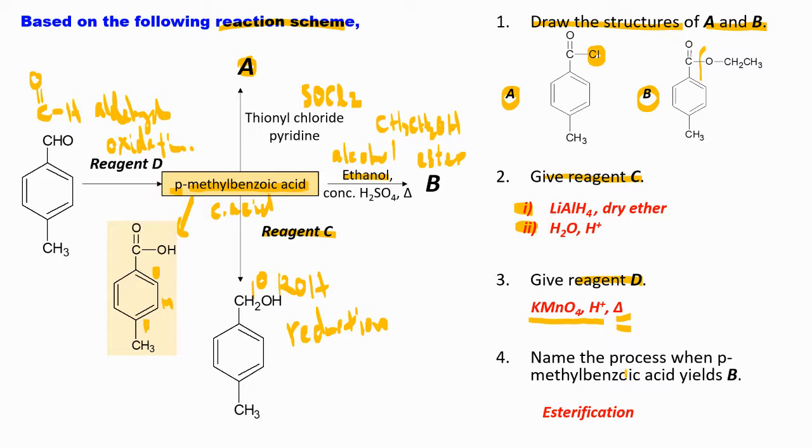The last question here is, name the process when para-methyl benzoic acid uses B. Go back to B. We said a carboxylic acid reacting with alcohol will produce an ester. So it is called esterification.